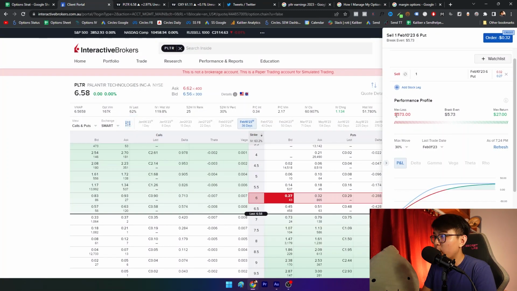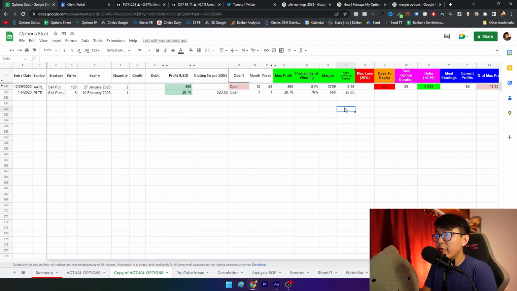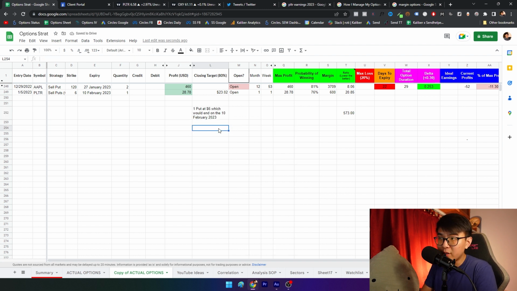If you go back to the options broker, it'll tell you what your max loss is, $573. That's the maximum amount of money you'll lose. How do you get to this amount? So let's backtrack. We are selling one put option at a $6 strike price, which would end on the 10th of February 2023. In the case where Palantir goes down to, let's say, $1 or $2, you still have to fork out $600 to buy 100 stocks of Palantir. And the reason why the max loss is 573 is because you will earn $28 when selling this put option.